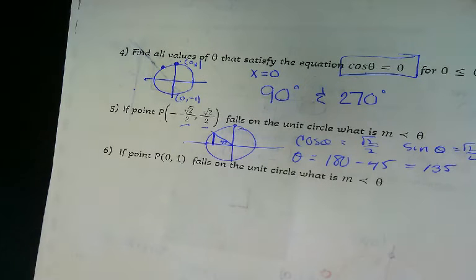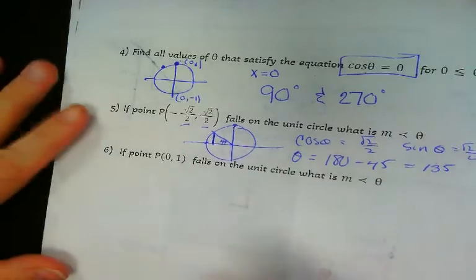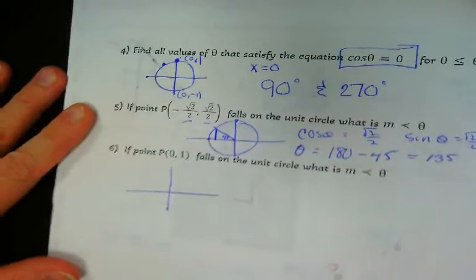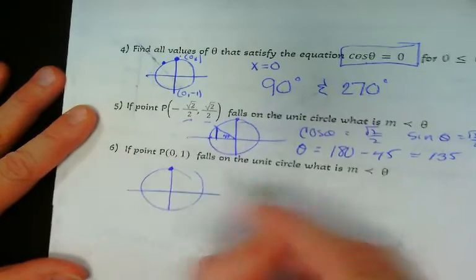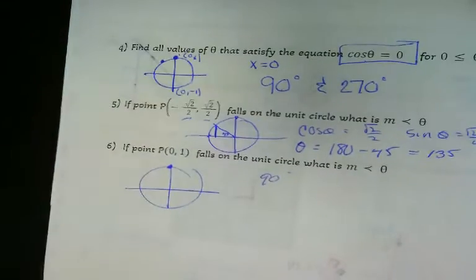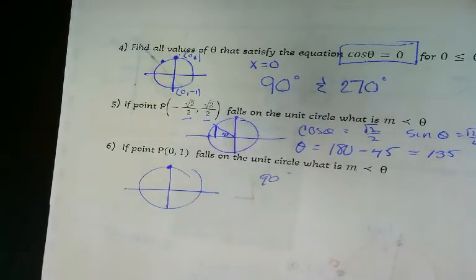All right, try the next one. The point 0, 1 falls on the unit circle. What is the angle? Figure out where 0, 1 falls. Where do you plot the point 0, 1? 90 degrees. Easy enough. So anytime it's a 0, 1, or negative 1, it's just one of those 4 points. Just plot it. Everything else is coming from the table.